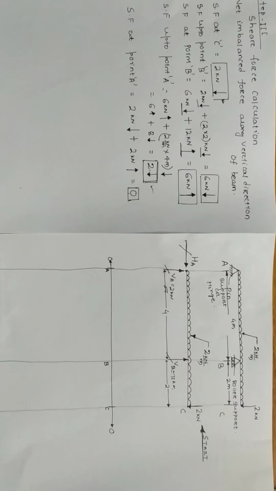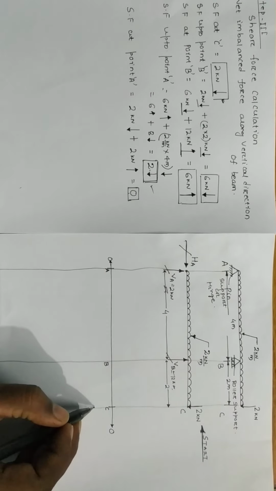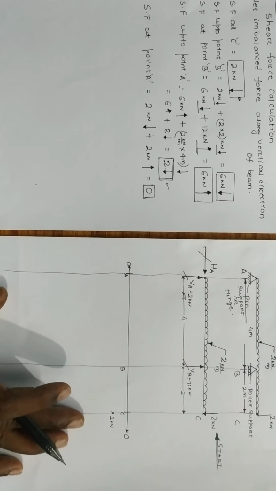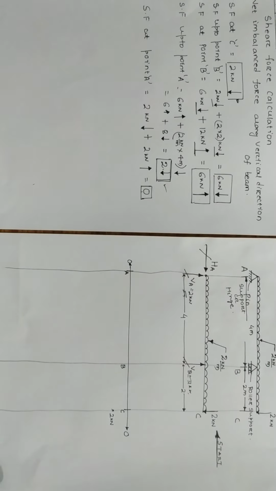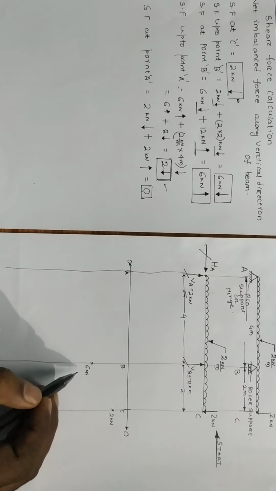So here at point C, this is 2 kilonewton and downward in nature. 2 kilonewton downward means it is like this. So downward, you take it downward, no problem. Up to point B, 6 kilonewton downward. Again 6 kilonewton downward here. Put a small cross here so that the points can be easily identifiable.